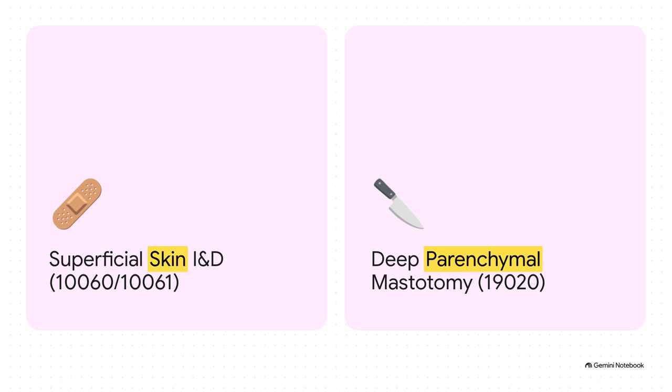Think about the anatomy for a second. The breast has lobes, ducts, and that subcutaneous adipose tissue. When we talk about a mastotomy, we mean the provider is going deep. They're going past those superficial skin layers, right into the actual breast tissue to explore something suspicious or to drain a deep abscess. So depth is your main determining factor here.